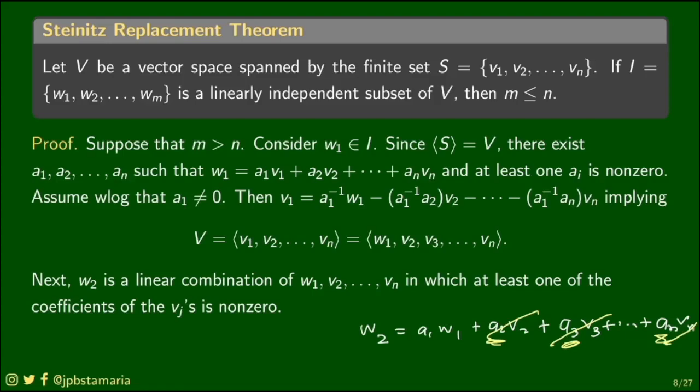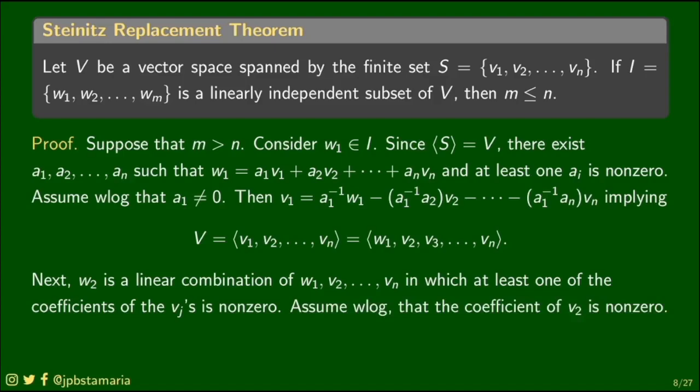That will mean that W2 is just dependent on W1. So this set will be linearly dependent. Of course, that is not the case because I is assumed to be linearly independent. So therefore, one of these scalars, A2, A3, up to An, must be non-zero. So, without loss of generality once again, let's just say that A2 is the one that is not zero. Otherwise, you can just interchange indices with some other terms. So let's just say that the coefficient of V2 is non-zero.